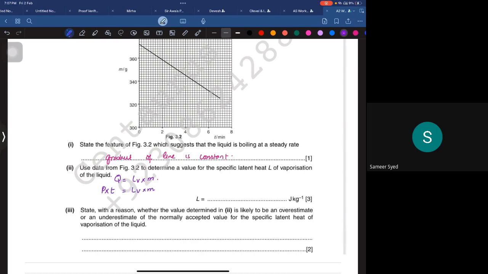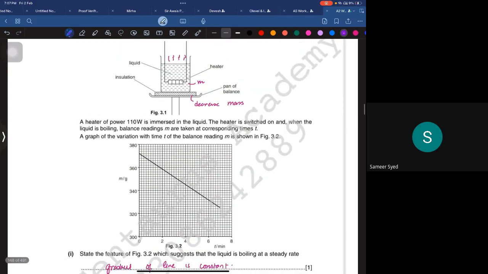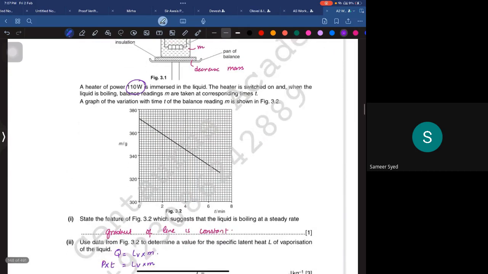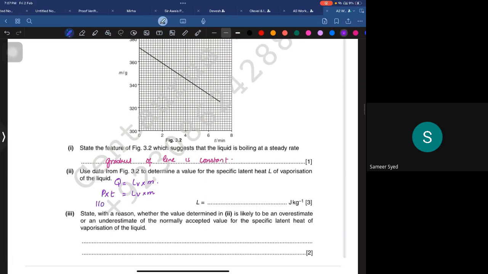Now check this out. The power they said was 110 watt. So I'm going to put it here: 110 watt times time equals LV times M. Now I'm going to take T on the other side. When I do that, it gives me 110 equals LV times mass over time. This mass over time is basically the gradient.